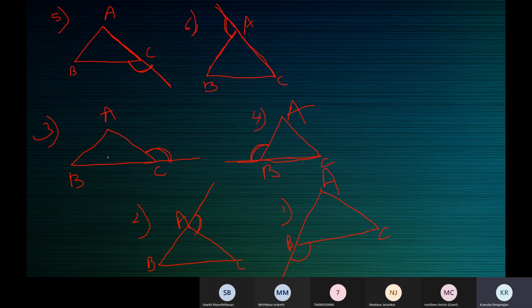Ma'am, for the third one, we are producing the side BC, ma'am. And in the fourth one? Ma'am, it's CB, ma'am. We are producing the same side, but in a different direction. So in the fourth one, we are producing the side CB. Fifth one? Ma'am, it's AC, ma'am. And in the sixth one? Ma'am, it's CA, ma'am.